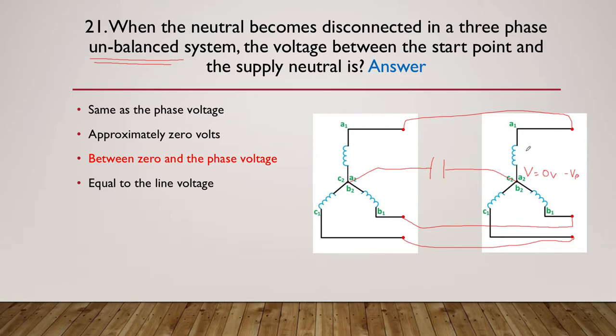So we might have had something in the order of 10 amps here and 2 amps and 2 amps. Therefore, our voltage at the star point is going to be something greater than 0 volts, and it's somewhere between the voltage across the phase and 0. So somewhere between 0 and volts phase.